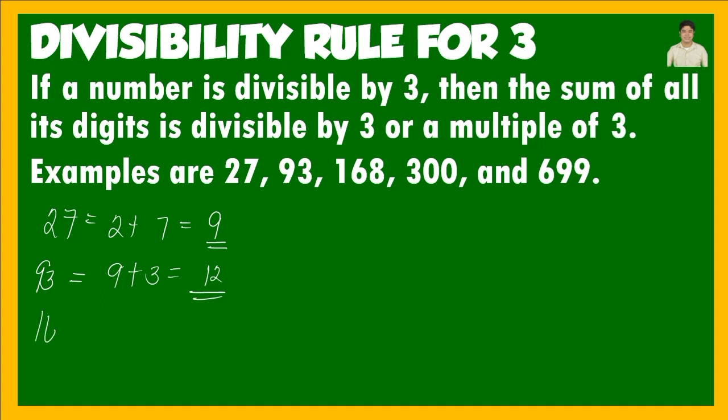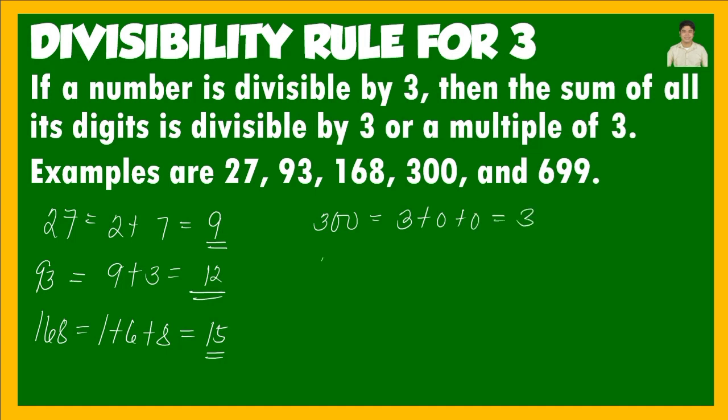Next, we have 168. 1 plus 6 plus 8, we have 15. 1 plus 6 is 7, plus 8, 15. 15 is also divisible by 3, and it is also a multiple of 3. Next, 300. As you can see, dalawang 0 po yan, yung tens and ones digits niya, 0. So automatically, ang sagot po dyan is 3.